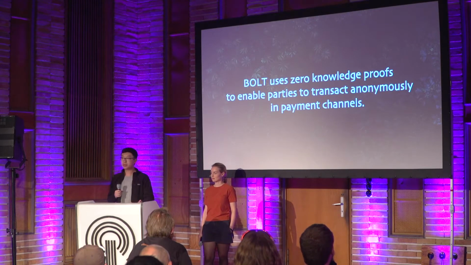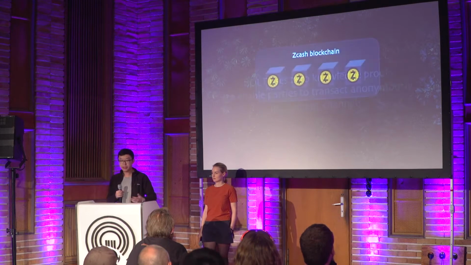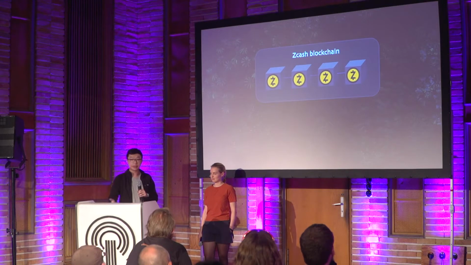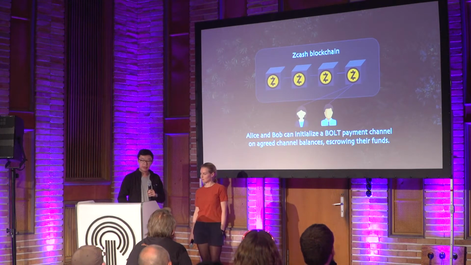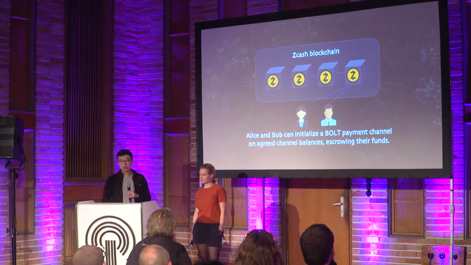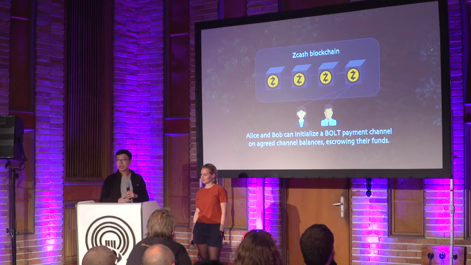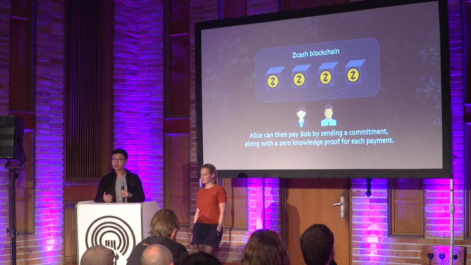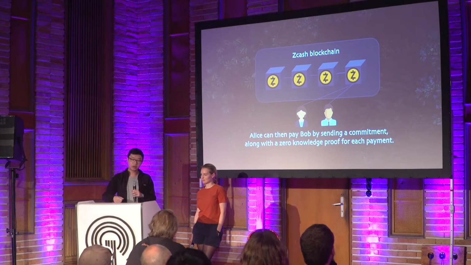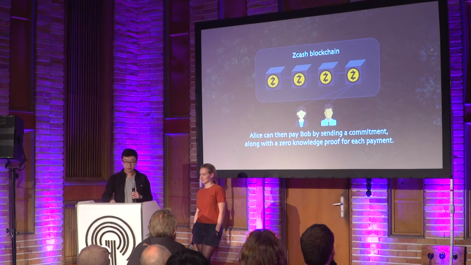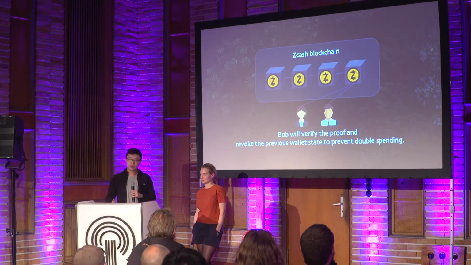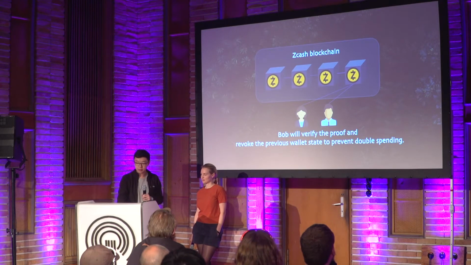And to demonstrate one example of this, let's take, for example, how it would work with Zcash. So we have here a Zcash blockchain, and let's say there's two parties, Alice and Bob. Let's say Alice and Bob can initialize a Bolt payment channel for some agreed channel balance, and they would escrow their funds on the Zcash blockchain. Now, if Alice and Bob were to transact with each other, Alice could pay Bob by sending a commitment along with a zero-knowledge proof for that payment. Bob, upon receiving it, would verify the proof and then revoke the previous wallet state to prevent double spending.